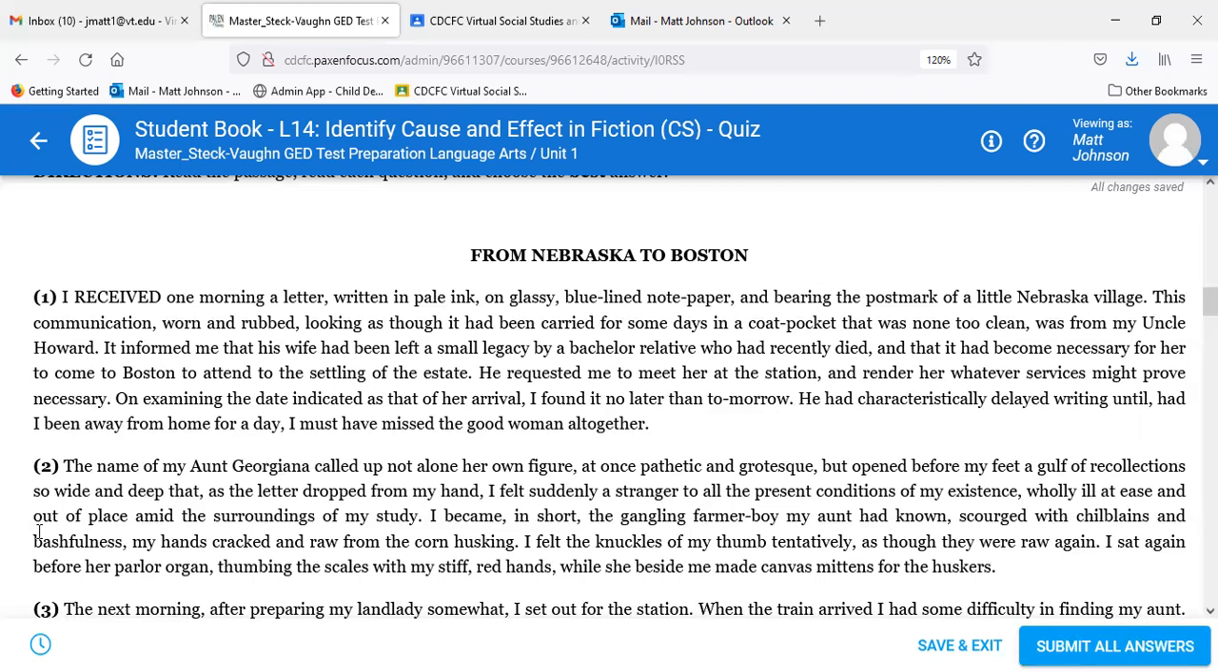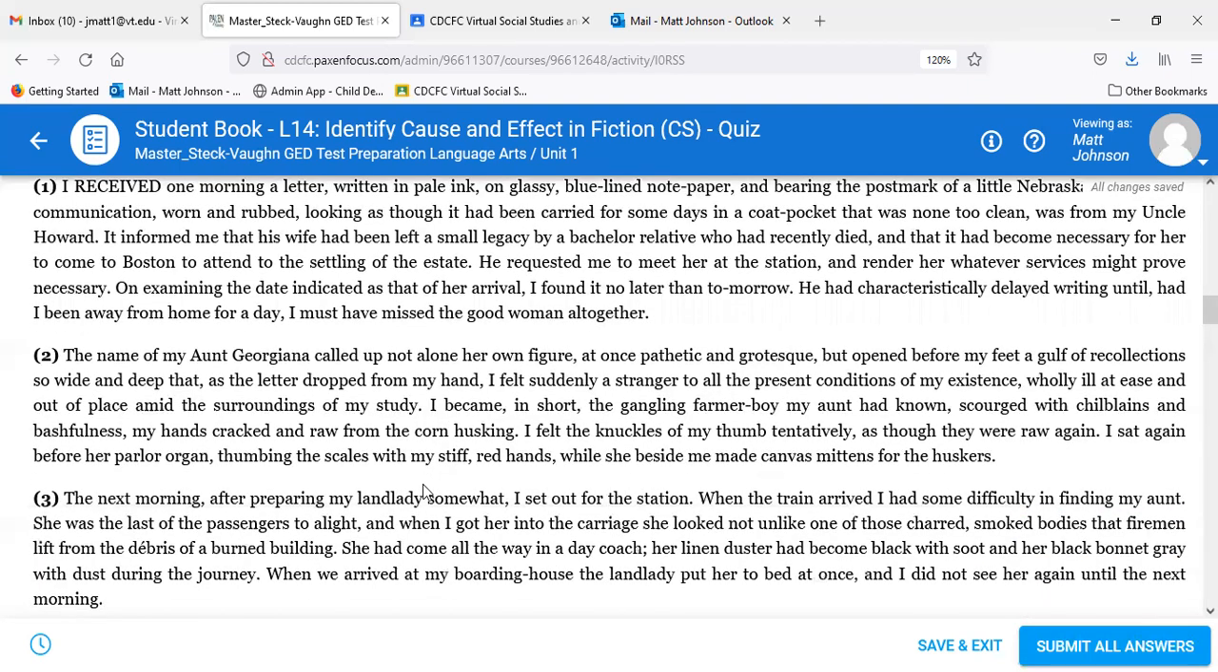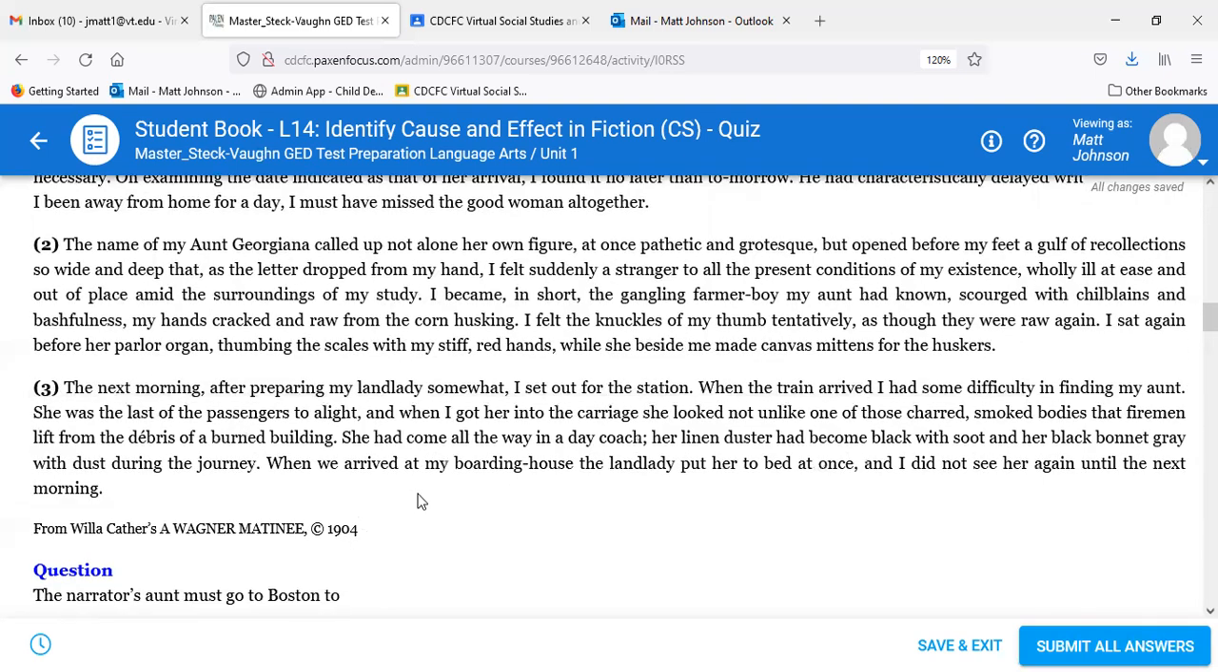So there you go. We can kind of use context clues for that. Remember, scorched with chilblains and bashfulness, my hands cracked and raw from the corn husking. So she's probably got these blisters from husking corn is what it's going there. Again, that old school kind of language gets in the way sometimes. But if you take the whole passage, you can see, I felt the knuckles of my thumb tentatively as though they were raw again. So if you don't know exactly what chilblains are, you can at least understand that it probably has something to do with sore, dry, cracking skin. And I'll read the final paragraph then.